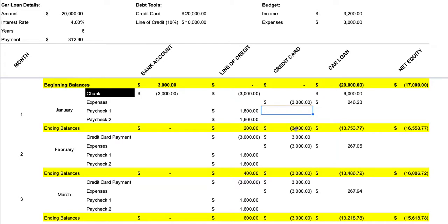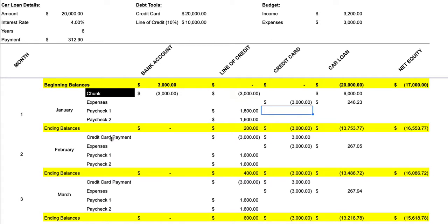So now you have a negative balance on your credit card. You owe $3,000 on your credit card, but it's not being charged interest on it right now because the due date hasn't come yet, right? And now the car loan, you drop that down to negative $13,753. So now you only owe this so much, and then your equity also increased because it was at negative 17,000. Now it's only at negative $16,553.